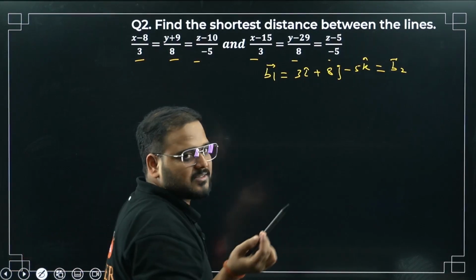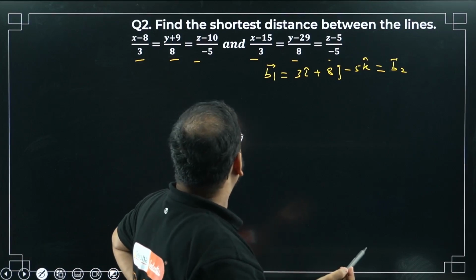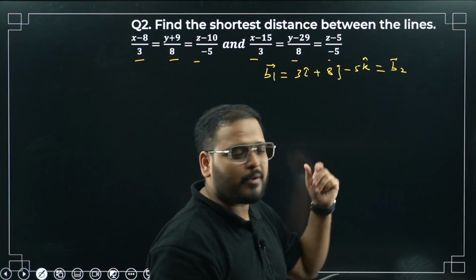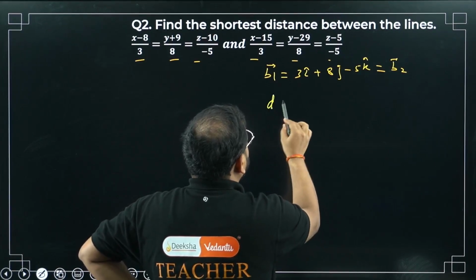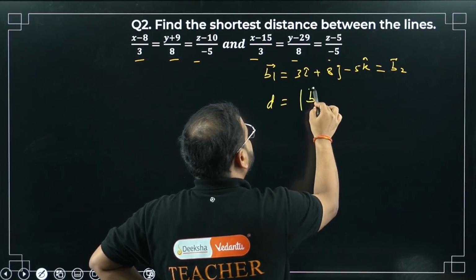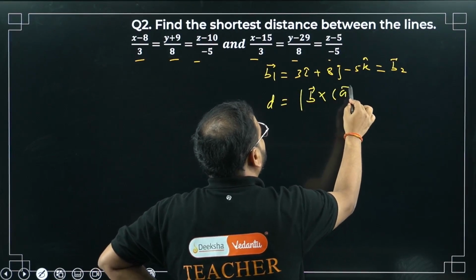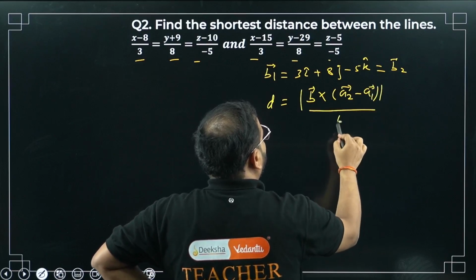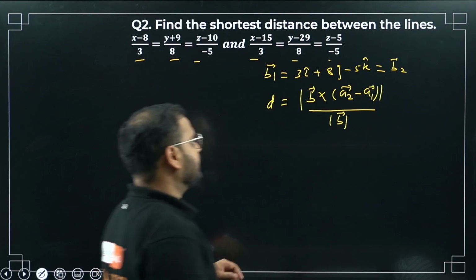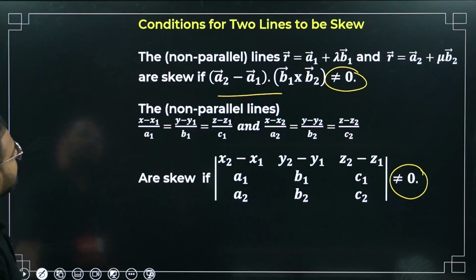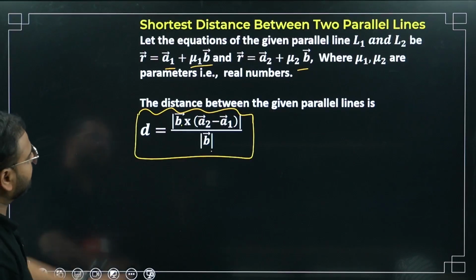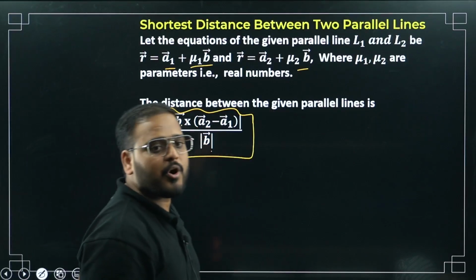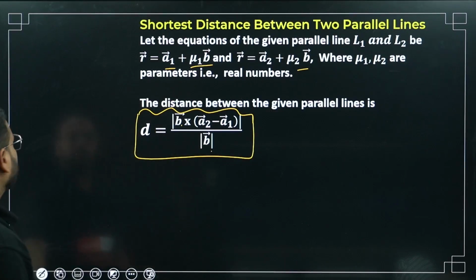How do you find this in the vector form? If you check here, in the vector form there is a formula for distance given as, if you remember this, mod of B cross vector A2 minus A1 upon mod of vector B, right? Please have a look. I can show you this for parallel lines. I have this condition given here: B cross A2 minus A1 upon mod of B. Have a look now. Let's solve this question.